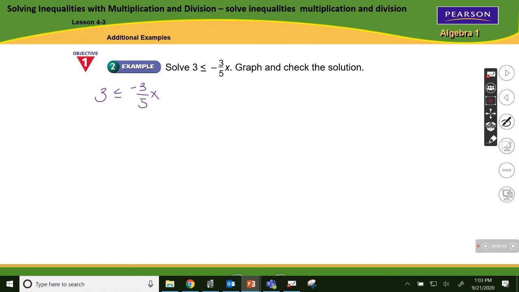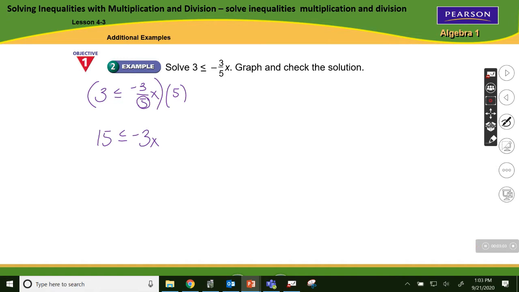So here's what I see people doing. We're going to multiply everything by 5. Basically just multiply by 5 on both sides. So we have 15 is less than or equal to. This 5 is going to cancel out with the 5 in the denominator, and now we just have -3x.